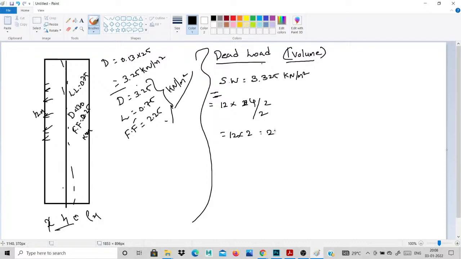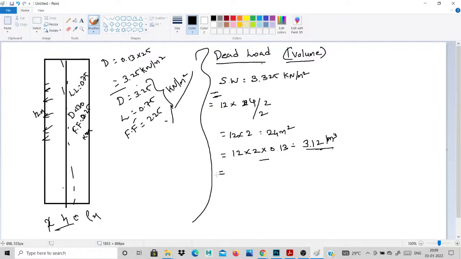24 meter square. Then you convert into volume: 12 into 2 into our thickness 0.13. You simply calculate the volume. Our volume of the concrete is 12 into 2 into 0.13, which is 3.12 meter cube.